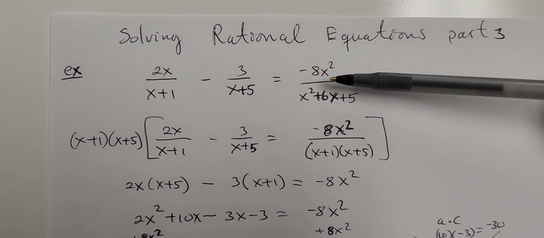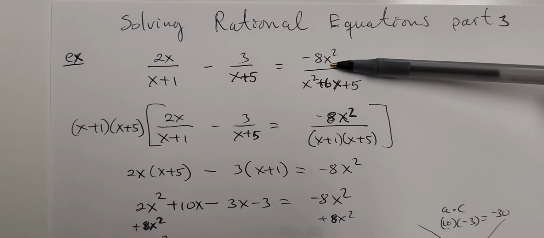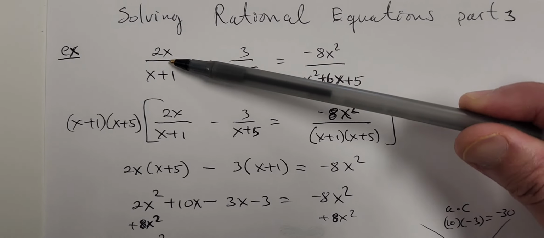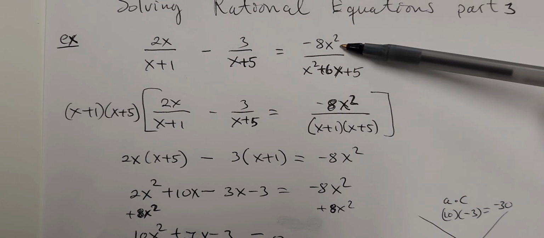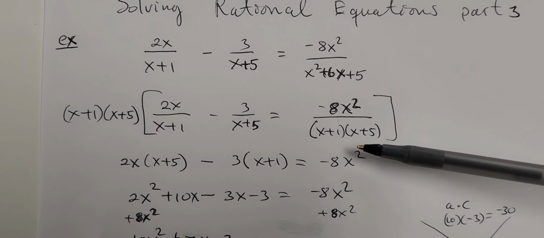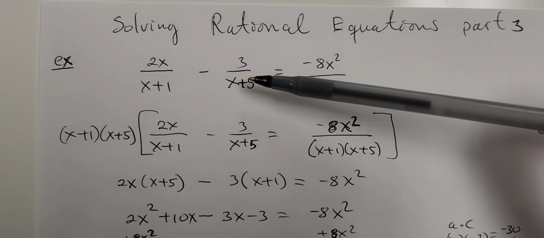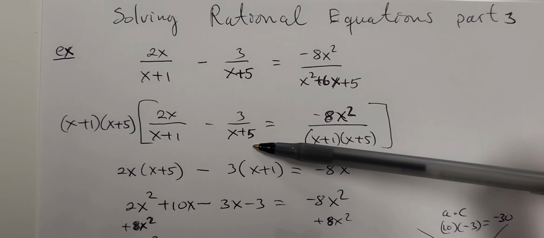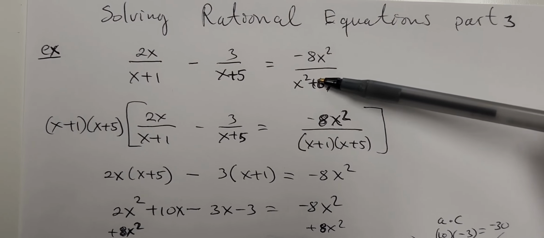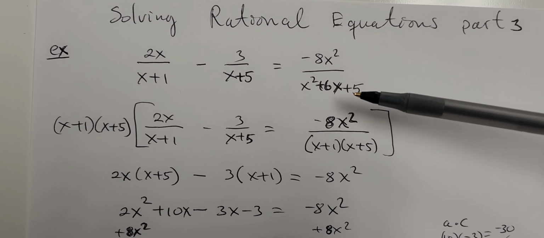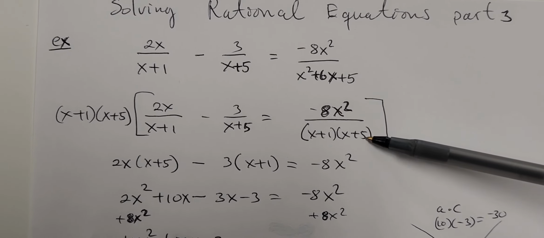I'm going to rewrite this line down here. This is the same. This is also the same, except the denominator is being factored. This denominator is already factored. This denominator is already factored. However, this denominator is not factored. So we will factor x squared plus 6x plus 5 into x plus 1, x plus 5.